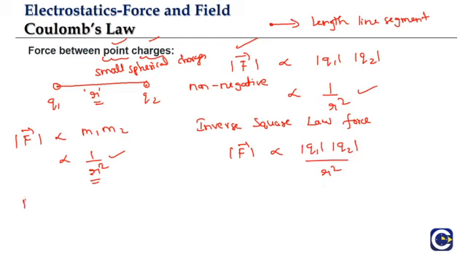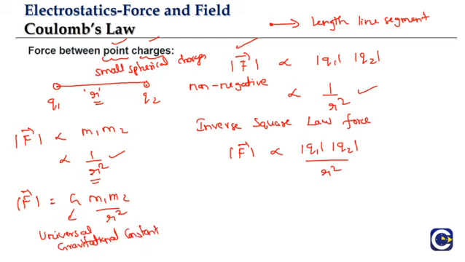Remember, in case of gravitation, we use a constant. The constant is capital G, which is called the universal gravitational constant. And we even know its value: 6.67 into 10 power minus 11 Newton meter square divided by kg square. We will talk about the use of the word universal after we talk about the electrostatic force formula.